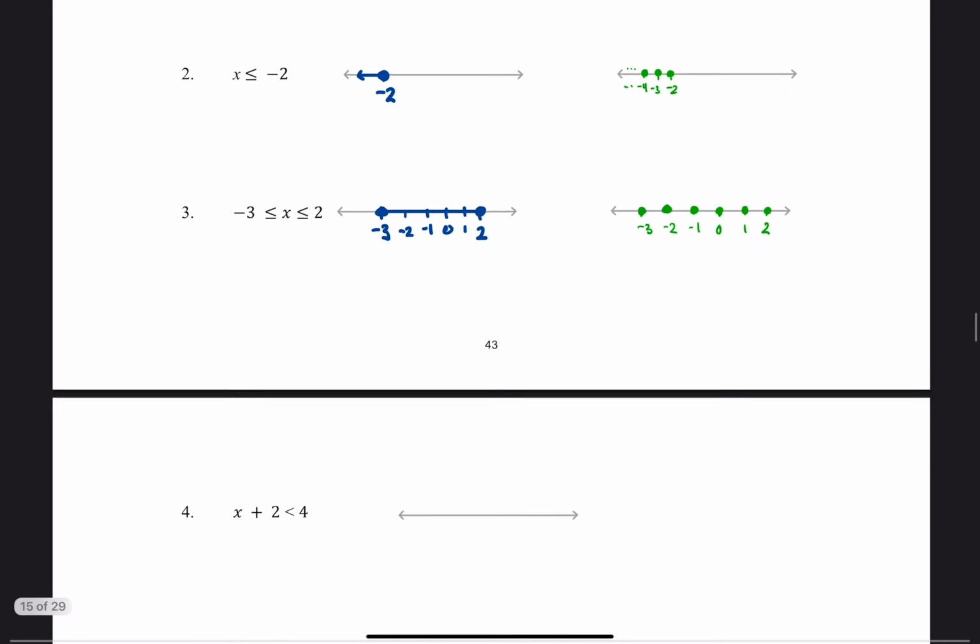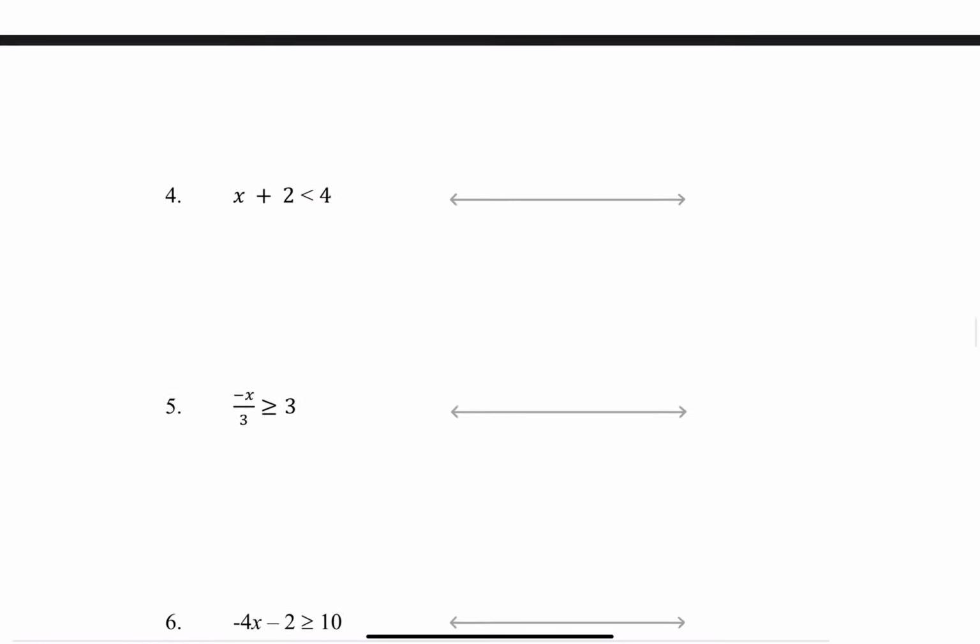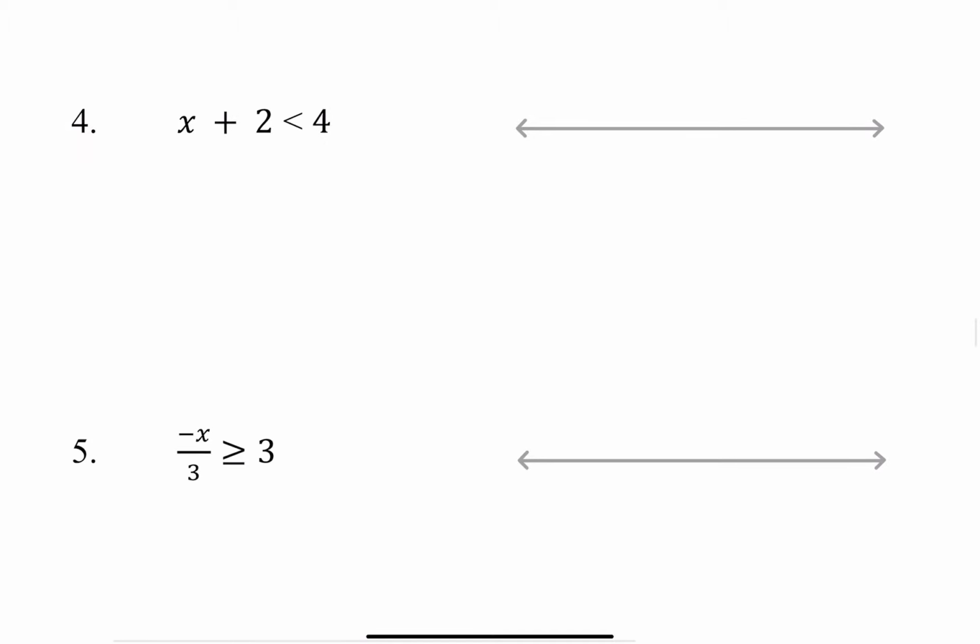Okay, so a couple other things to keep in mind. Let's just look at number 4. Just like you can solve linear equations, you can solve linear inequalities. So you have to solve this for x. What I'm going to do is subtract 2 from both sides of the linear inequality. So here x is less than 2, and now that we're in this form, we can just put a 2 right here, open dot, and then we'll just be shading to the left. So there is the answer to 4.